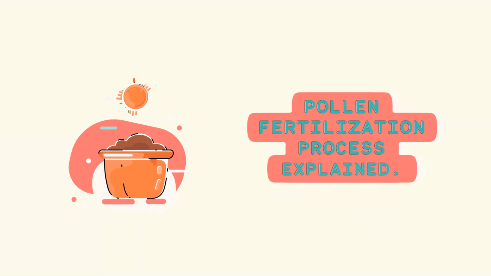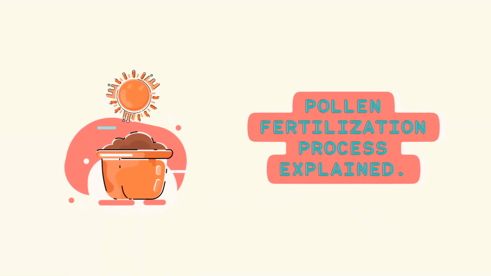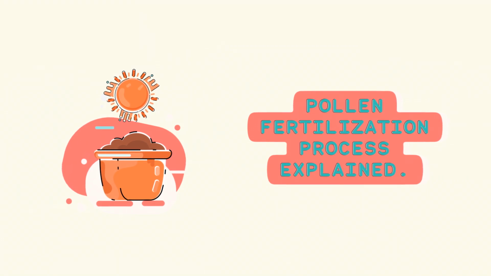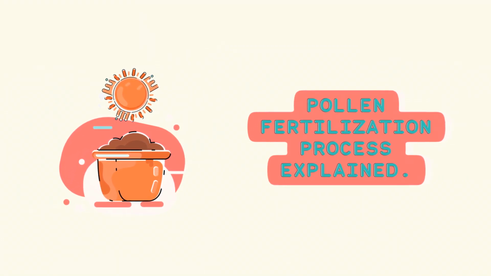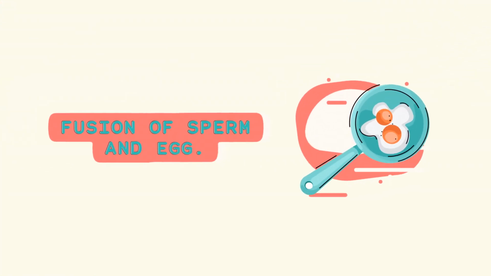Fertilization. Pollen grains germinate on the stigma, sending a pollen tube down the style, the stalk connecting the stigma to the ovary, to reach the ovule (egg cell) in the ovary. Fertilization occurs when the sperm fuses with the egg.